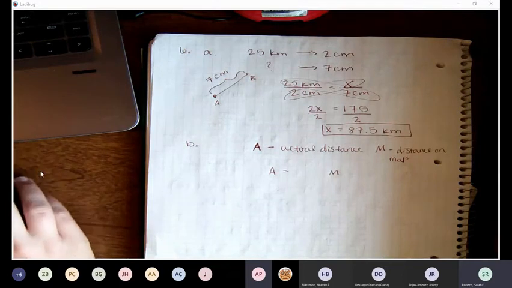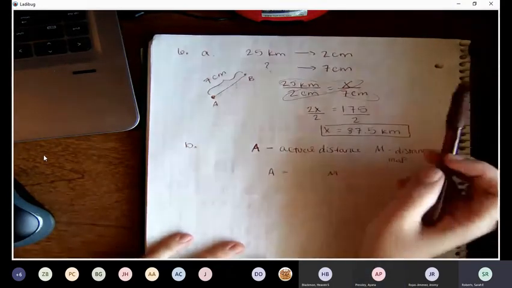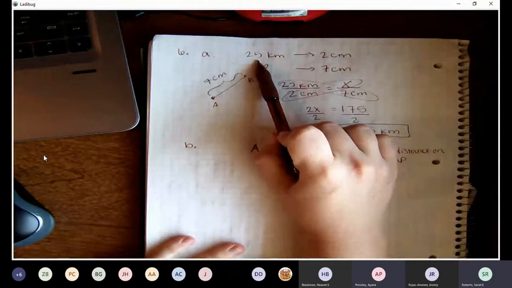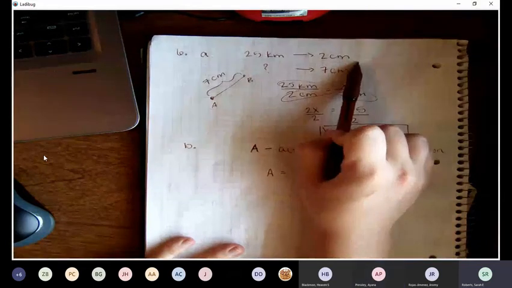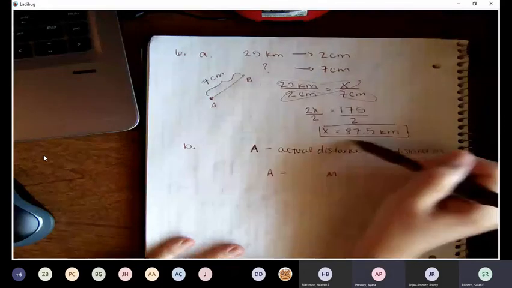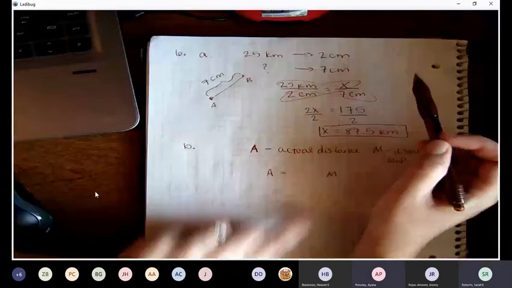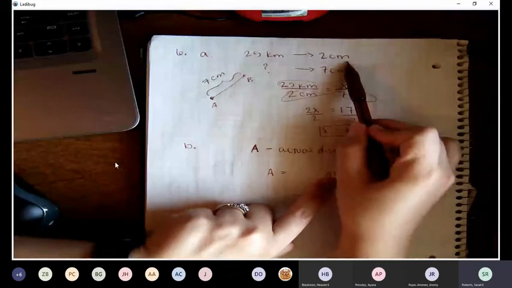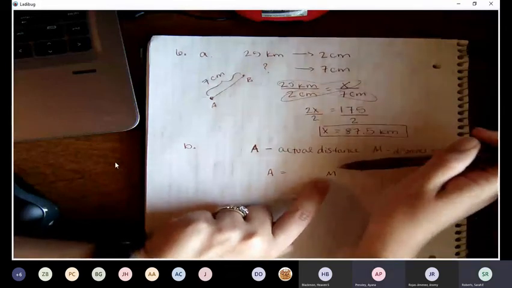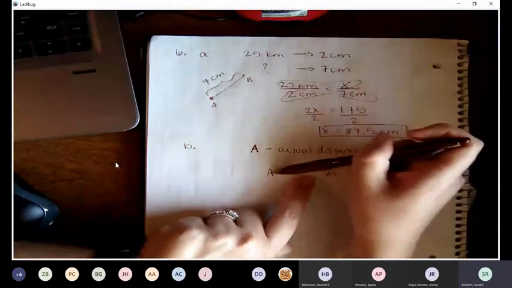Ms. Roberts, I'm going to be honest with you. I don't remember how to do this. Okay, well, try your best with me. We need to figure out, so they gave us that when we have 25 kilometers, we have 2 centimeters. And we were able to figure out that 87.5 kilometers gave us 7 centimeters. So M represents our number of centimeters on the map. So if we had 1 centimeter, what will we need to multiply that 1 centimeter by to get our actual distance?